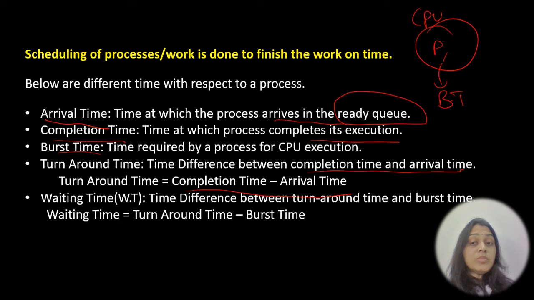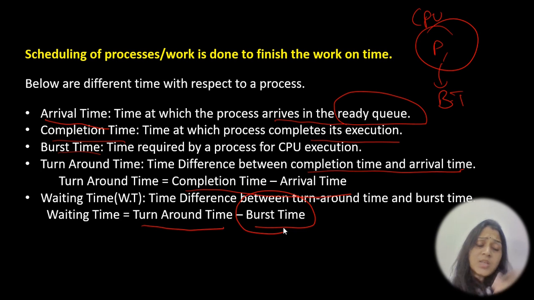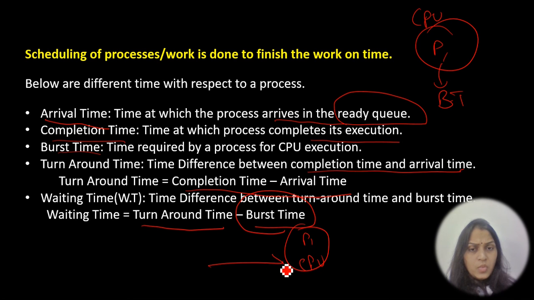Waiting time is nothing but the difference between the turnaround time and the burst time. Turnaround time is an interval, right? And burst time is when the CPU is executing one process. So if you remove the time the CPU is executing the process, the remaining everything is waiting. Until the CPU takes that process, this time you call the waiting time.